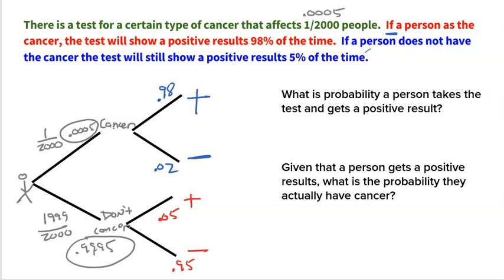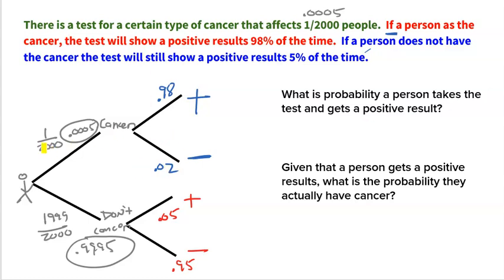It says if they have the cancer, positive is 0.98, negative 0.02. If they don't have the cancer, a positive 5%, that's a false positive. 0.95 would be the true negative, I guess you could say. All right, here's the question. What is the probability that a person takes the test and gets a positive result?